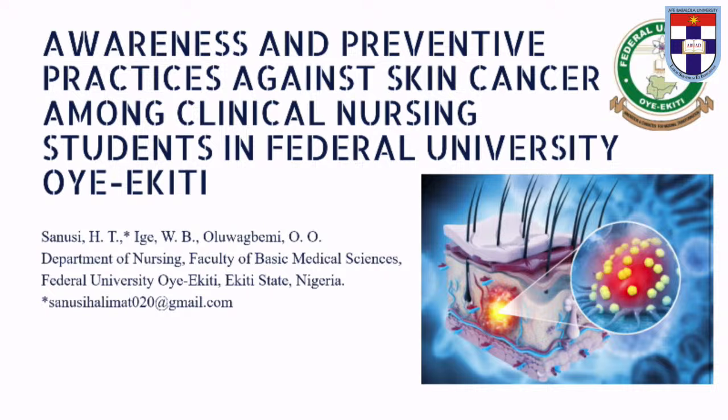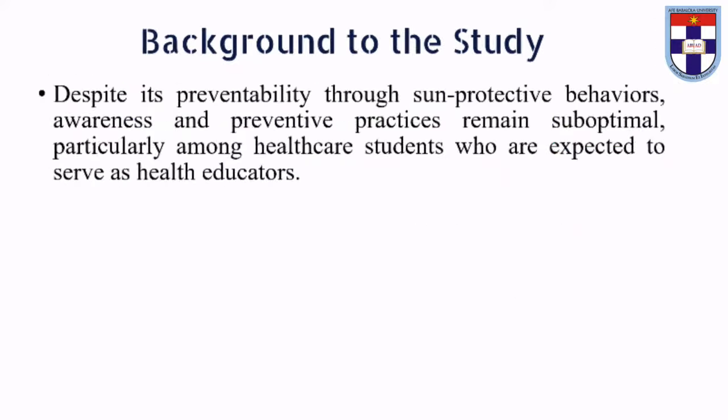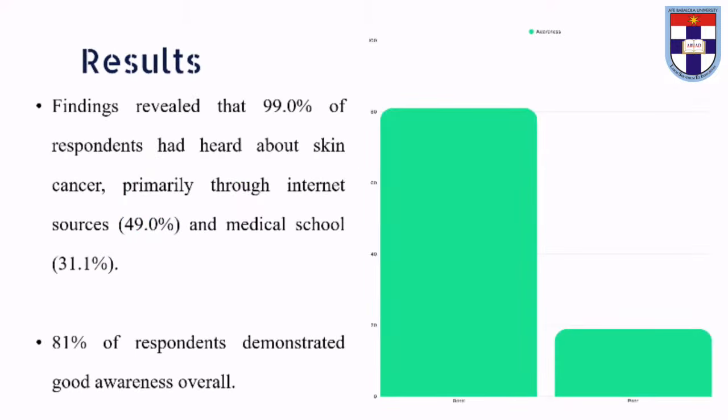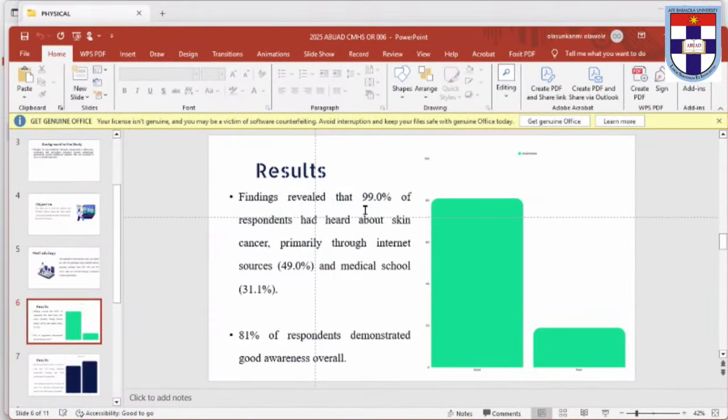So the 300 level, 400 level, and 500 level students, their total number was about 426 or so. So using the formula, I got 206 for the total population. Then I discussed earlier that I used stratified random sampling technique. So I divided the levels into strata: 300 level, 400 level, 500 level, and about 68 respondents from 300 level, 104 from 400 level, and 38 from 500 level.